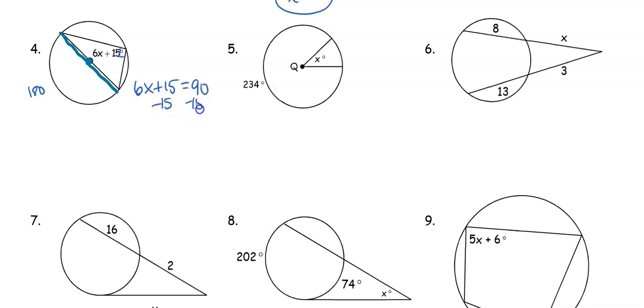We move that 15 over. 6x is equal to 75. We divide by 6, and we get 12.5. Again, decimals are always going to be okay.